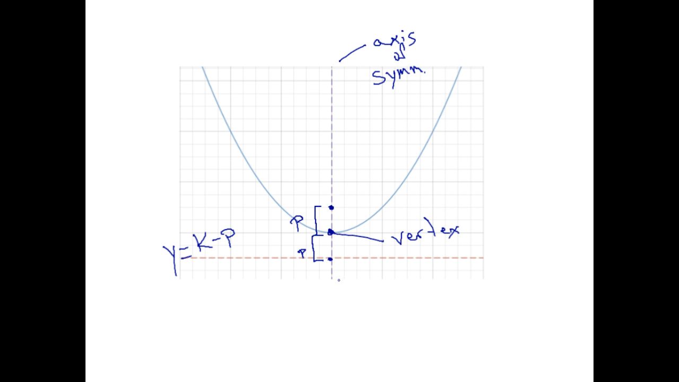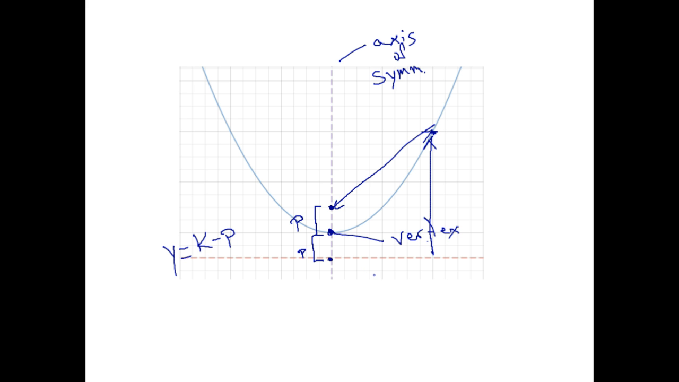Now, what the definition of a parabola tells us is that at any point along this parabola, let's just pick this point right here, this point is the same distance from the directrix as from the focus. So this distance from here to here is the same as the distance from here to here. Those two distances are the same, and every point along this is going to be the same distance from the line and the point. That's the definition of a parabola, and it's going to give us this parabolic shape.